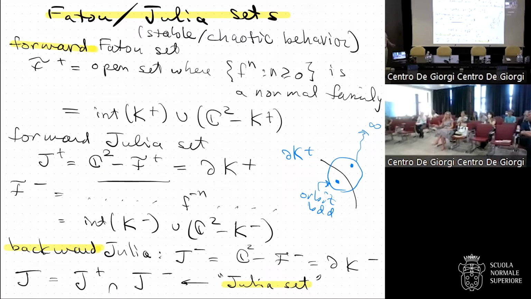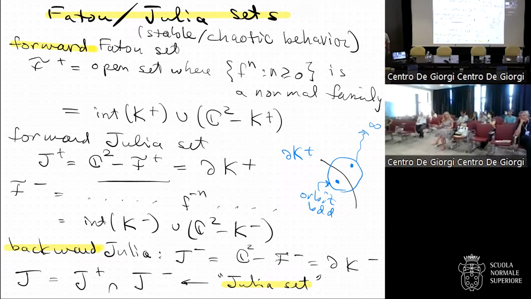One reason to study these is that you can apply a lot of results from complex analysis. And so you can have other tools that you can use. And so we're going to be looking at something called the Fatou set, which is the open set where the forward iterates form a normal family.